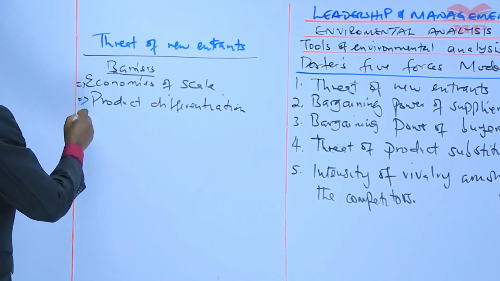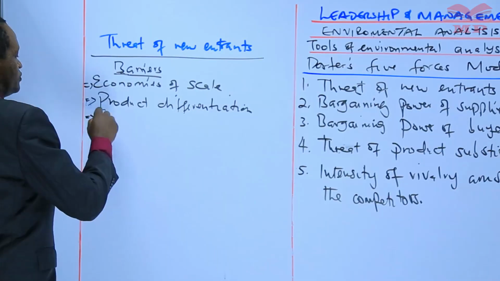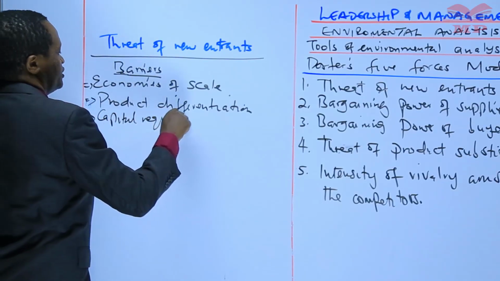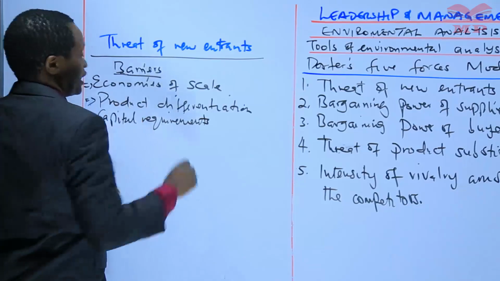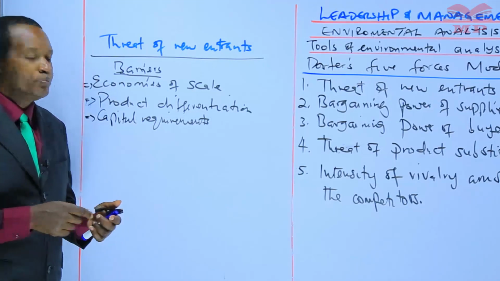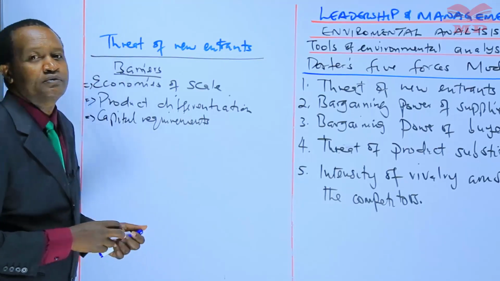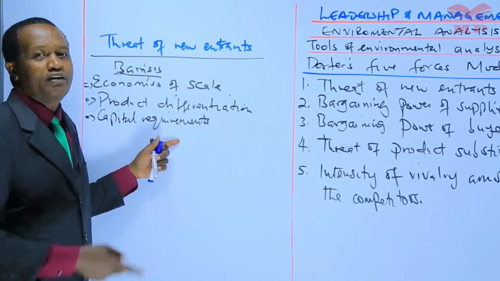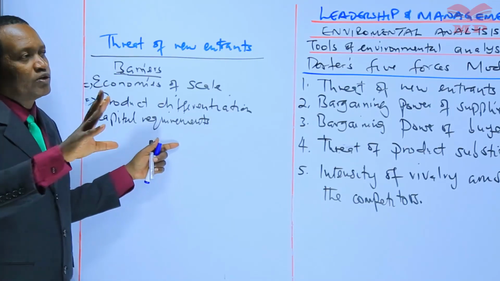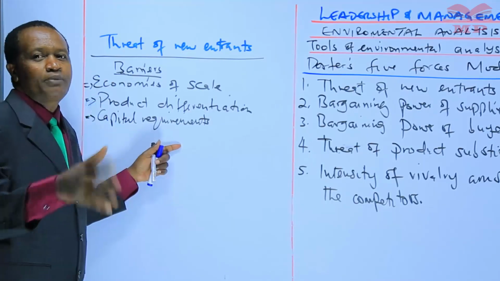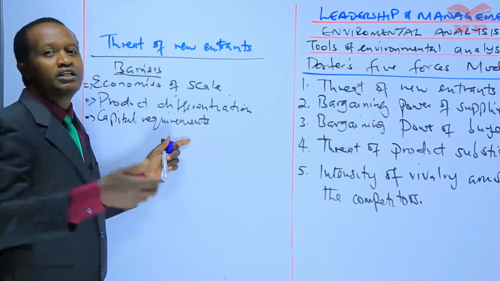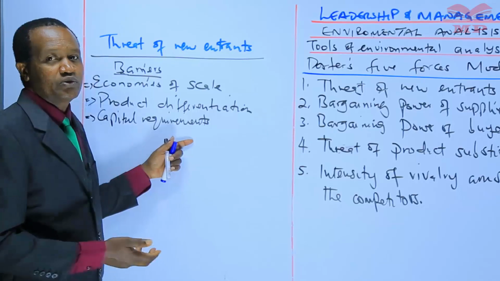Barrier number 3, capital requirements. Now, competing in a new industry requires a firm to have resources to invest. In addition to the physical facilities, capital is needed for inventories, capital is needed for marketing activities, capital is needed for other critical business functions.